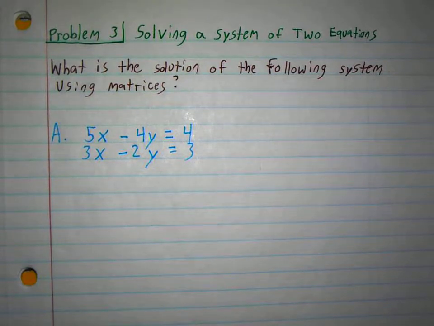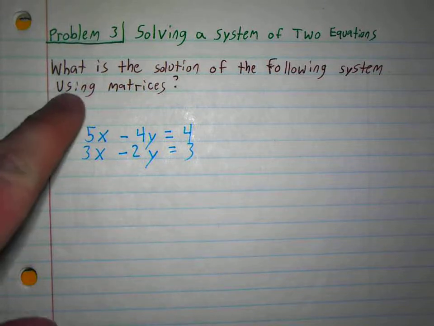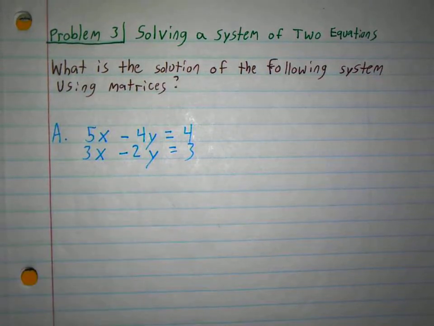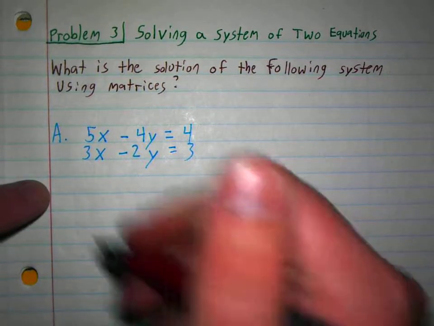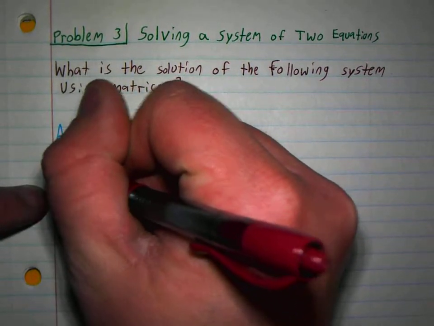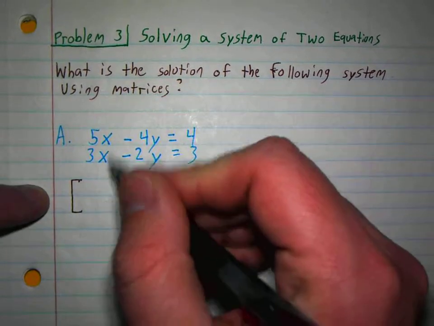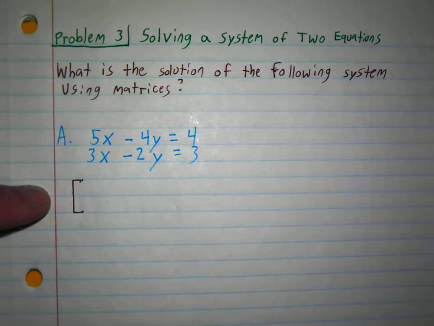So just a second ago we learned how to identify and write. Now we're going to solve a system of two equations. And notice that this says, what is the solution of the following system using matrices? So first we need to set this up in a matrix equation. So it's x, y equals constant. Let's always make sure that's true.